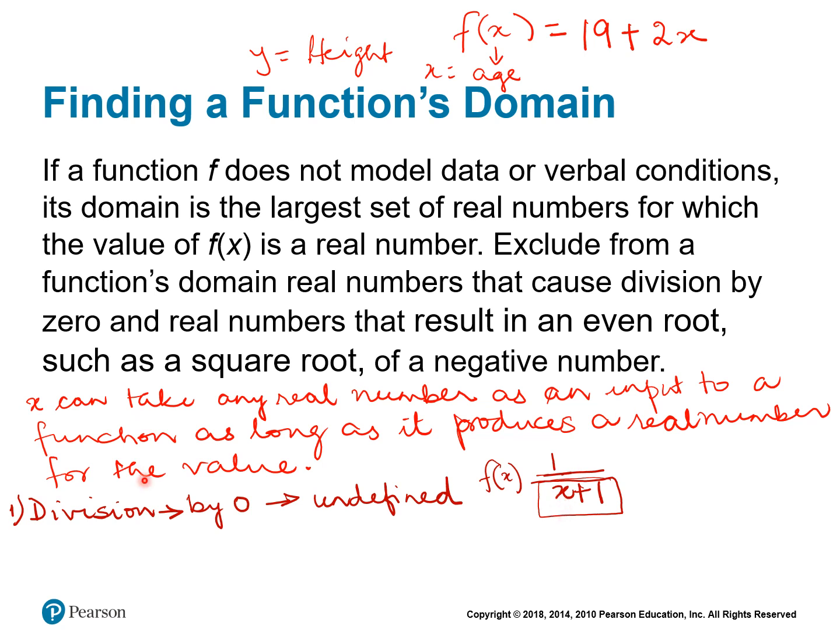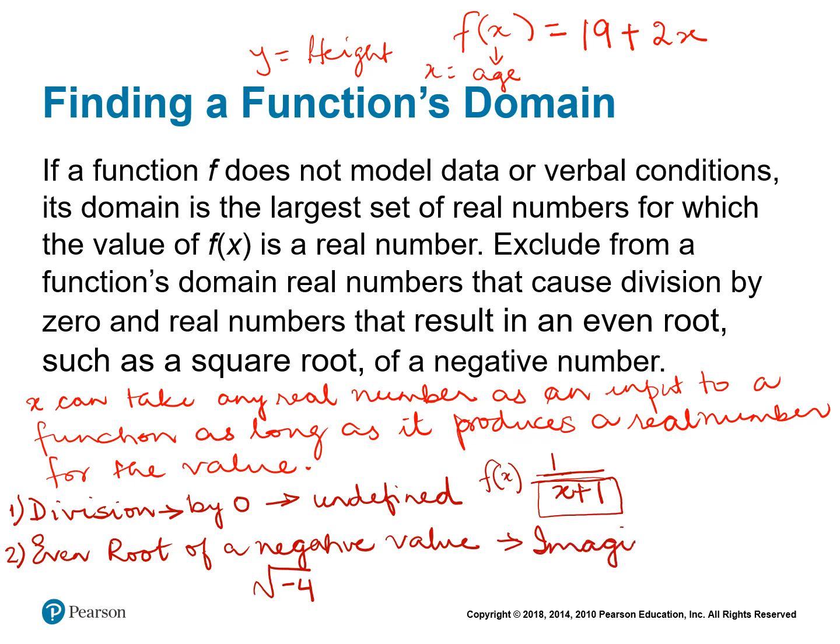So we have to, by all means, exclude that from the domain. All right. Another situation where it will not produce a real number is the even root of a negative value. What even root means is, it could be a square root. So the square root of -4 doesn't exist. All right. It produces what is called an imaginary number, not an undefined one. It's not a real number.